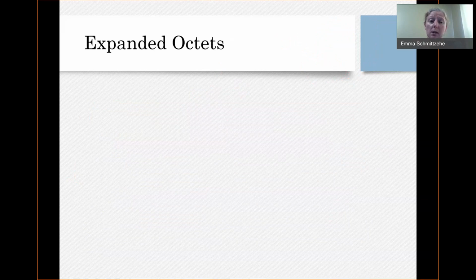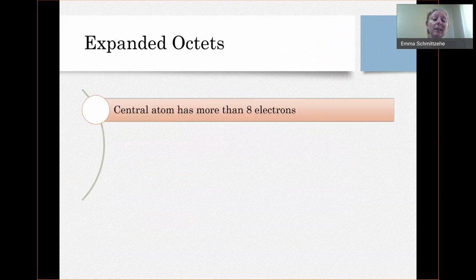Okay, now we've got one other scenario, and that's expanded octets. So sometimes you'll have a central atom that actually has more than 8 electrons on it. Okay, this can't happen with everything, and it does actually have to be a central atom.